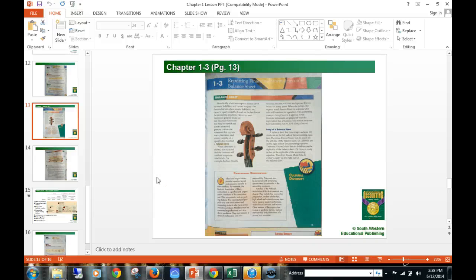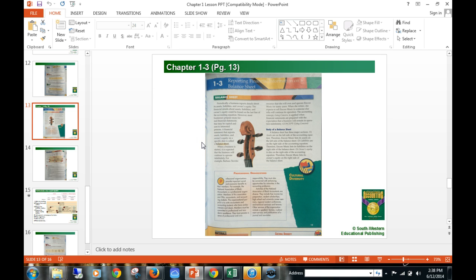Okay, so the last part of chapter 1 is creating a balance sheet for the account balances that we've had so far. We'll get to that in just a minute. I'm looking at the top of page 13 under balance sheets. This is chapter 1-3 on page 13.